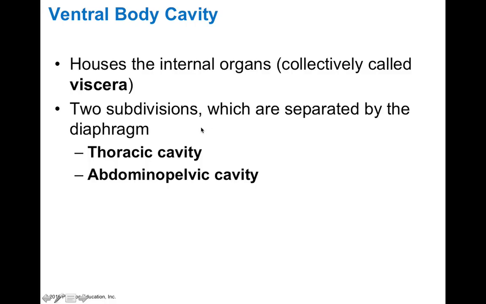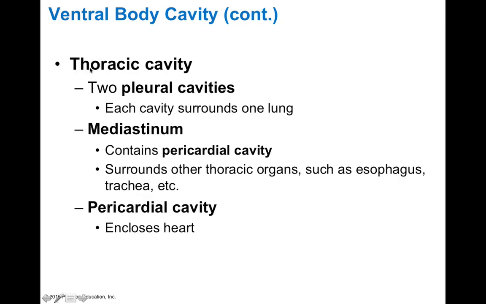And there's two major subdivisions. Remember, ventral body cavity can be subdivided into thoracic and abdominal pelvic cavities. Now, the thoracic cavity has subcavities within it. So it actually has two pleural cavities, each containing a lung, because you have two lungs. And then central to that, we have a mediastinum. And the mediastinal cavity contains a pericardial cavity, which surrounds your heart.